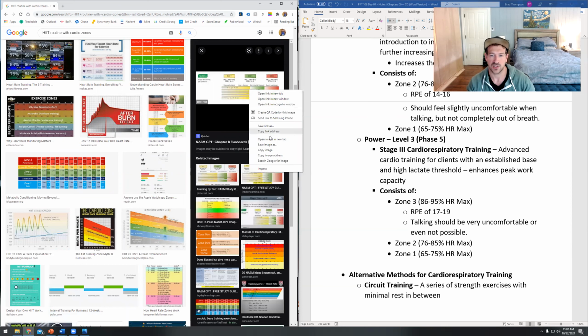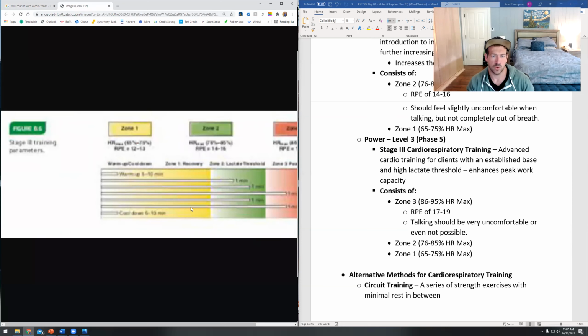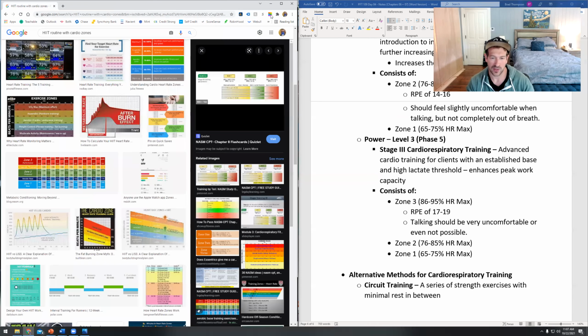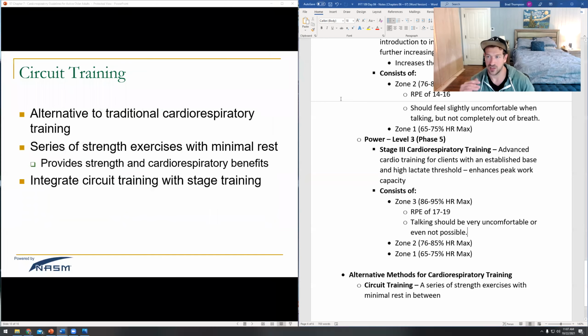Here's an ASM version, actually. Oh, that's pixelated, but you can see here, right? Warm up for 5 to 10 minutes, 1 to 2 minutes here, 1 minute there, 1, 1, 1, 1, 1, 1, 1, 1. I don't hate 1, 1, 1s. I think those are kind of boring personally. I love cardio that is really complicated where you go back and forth all the time.